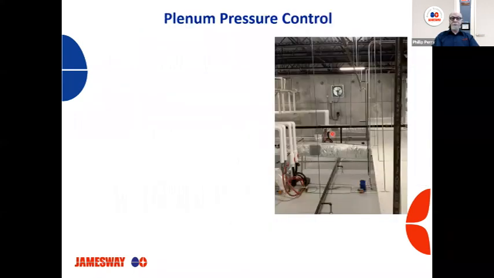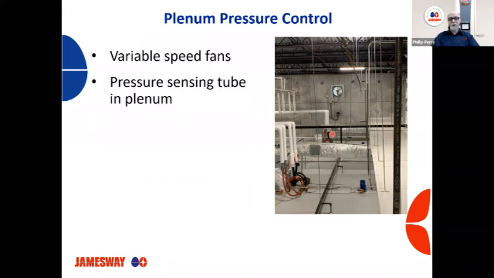And so now we'll take a look at the pressure control. We've looked at the air control for the room. We're now going to take a look at the plenum pressure. And so this is controlled with a sensing tube in the plenum, normally referenced to the room. And so we have a slightly negative area in here.